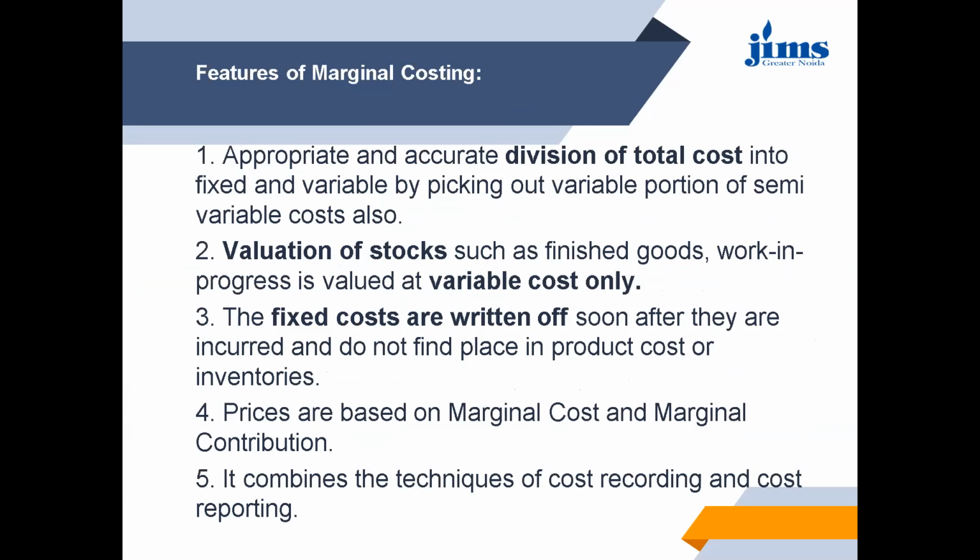So, talking about features of marginal costing: appropriate and accurate division of total cost into fixed and variable cost, by picking out the variable portion of semi-variable cost also. Stock is valued at variable cost only, because in marginal costing only variable cost is considered, not the fixed cost. So valuation of, say, finished goods or work in progress is at variable cost, not at total cost.